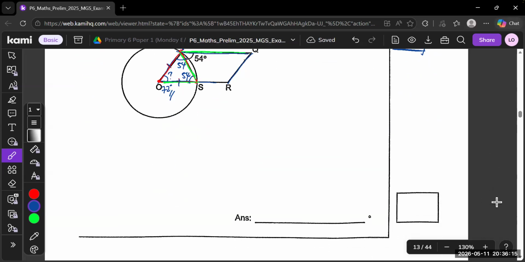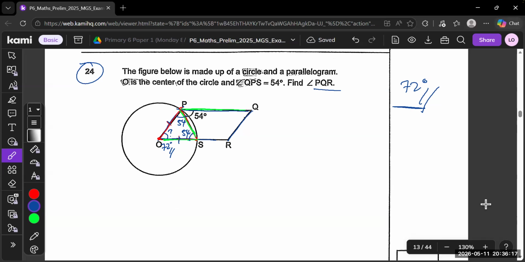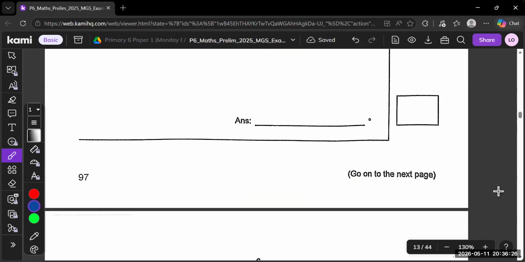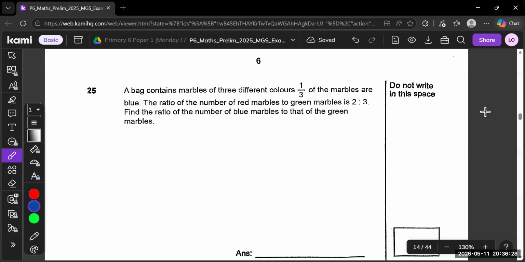Question 25. All right, you need to copy down. Okay, hurry, hurry. Okay. So remember all these mistakes that you make, you need to revise so that you don't make the same mistake in the exam. Now, question 25 is easy.